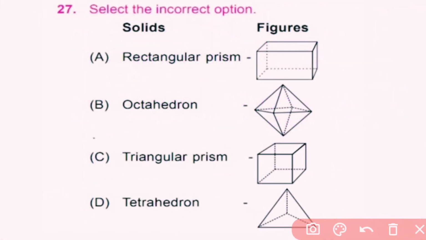Question number 27, select the incorrect option. Here a rectangular prism is a correct figure. An octahedron is also a correct figure. A triangular prism is like this, so this is an incorrect figure. And a tetrahedron is also a correct figure. So only C is incorrect. So C is the correct answer.